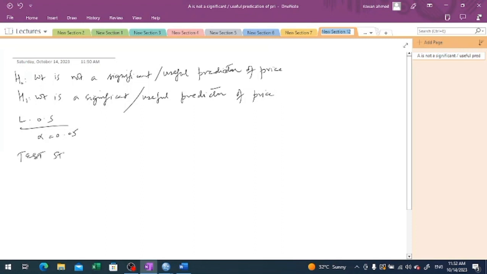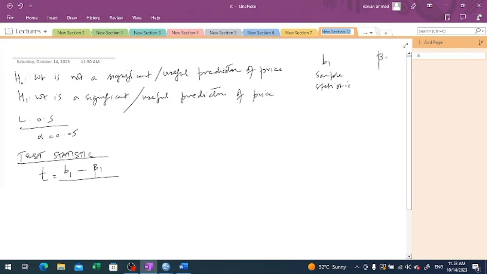Test statistic is T is equal to B1 minus beta 1. What is B1? B1 is the sample statistic, sample regression coefficient for the slope we call it, whereas beta 1 is its corresponding population parameter. And here we mention standard error B1.